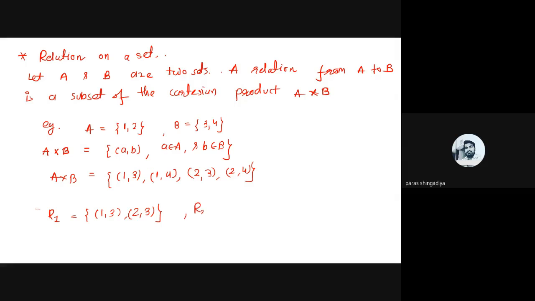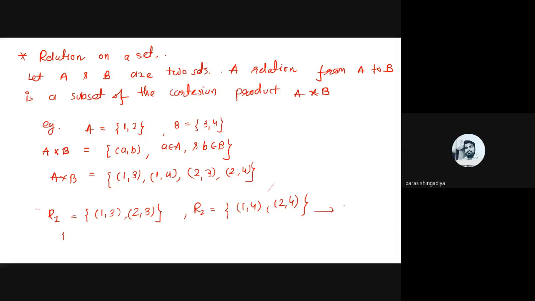You can also consider R2, which is equal to, let us take, (1, 4) and (2, 4). That is also a subset of A cross B. So R2 is also a relation from A to B. These both are examples of relations.